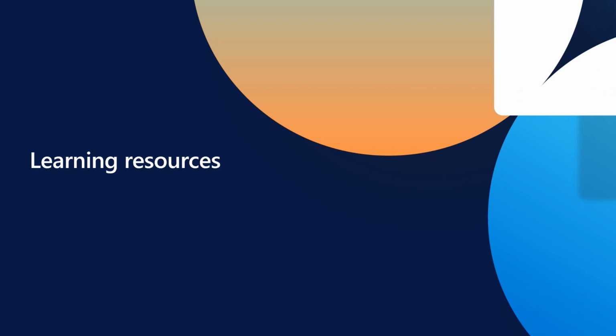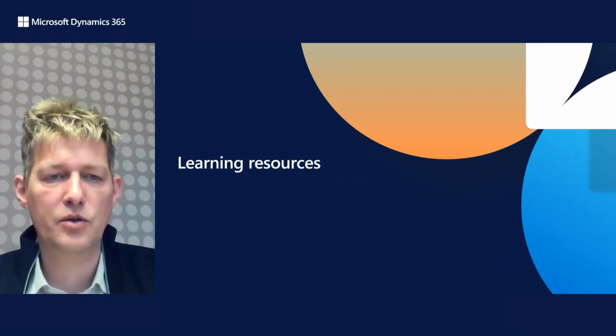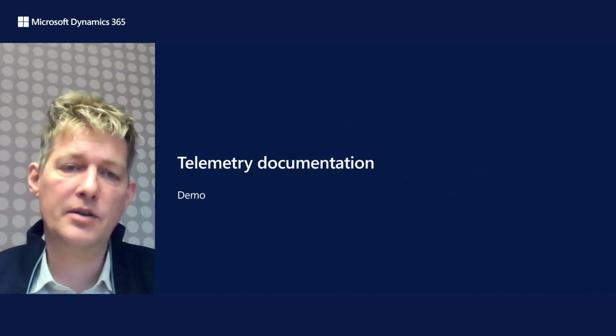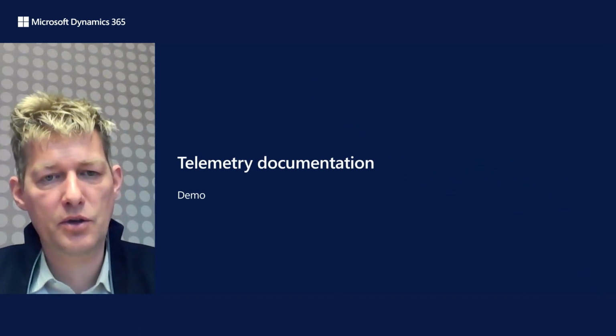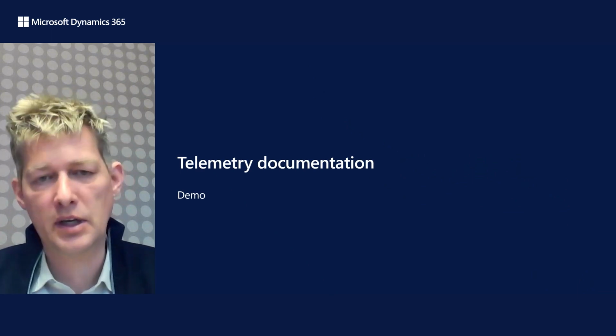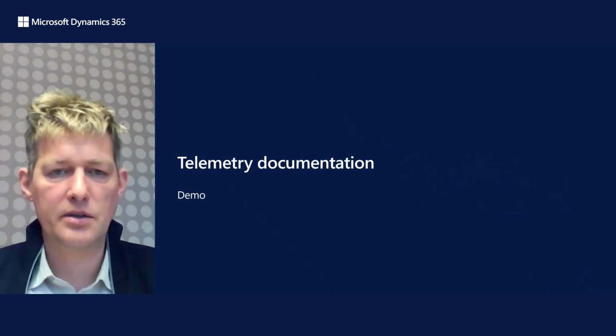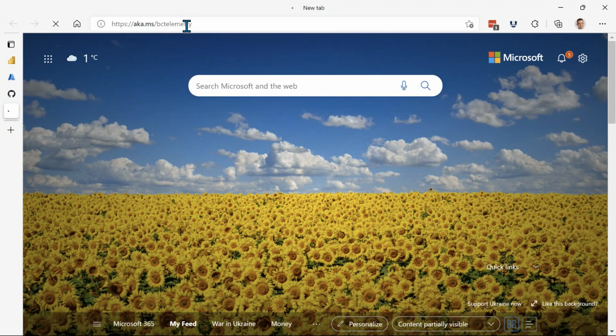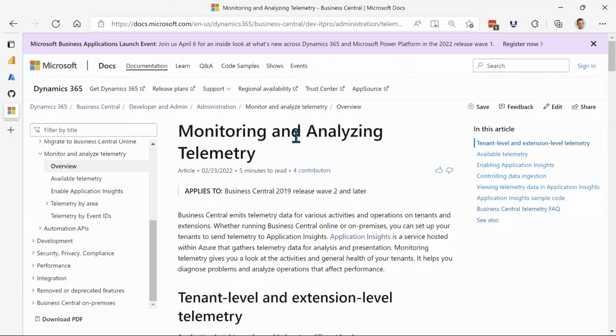Right, so let's talk about where you can learn more about telemetry and the new things that you just saw. The first thing is, I just want to show you a little bit of change we did to the telemetry documentation to make it much easier to navigate and understand. So let's go to docs and look at that. As always, the easiest way to go to telemetry documentation is simply to use the short URL, aka.ms/BCTelemetry. This will take you directly to docs, to the landing page of telemetry.